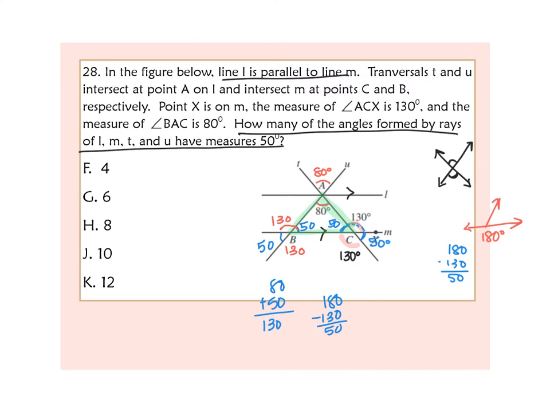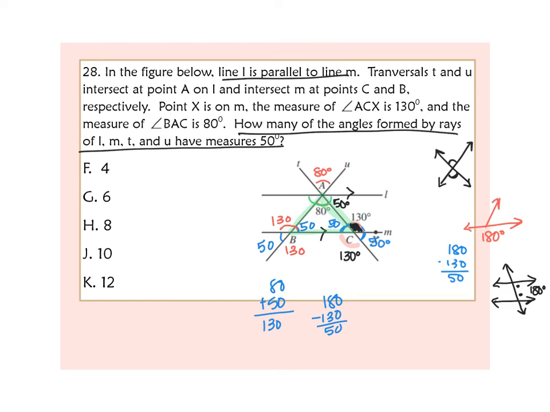There's also a type of angle pair in geometry when you have two parallel lines. If you have angles on the inside and the same side, so like this angle and this angle, they add up to be 180. So this angle right here and this angle here are on the same side on the inside, so they're going to add up to be 180, which means this is 50.